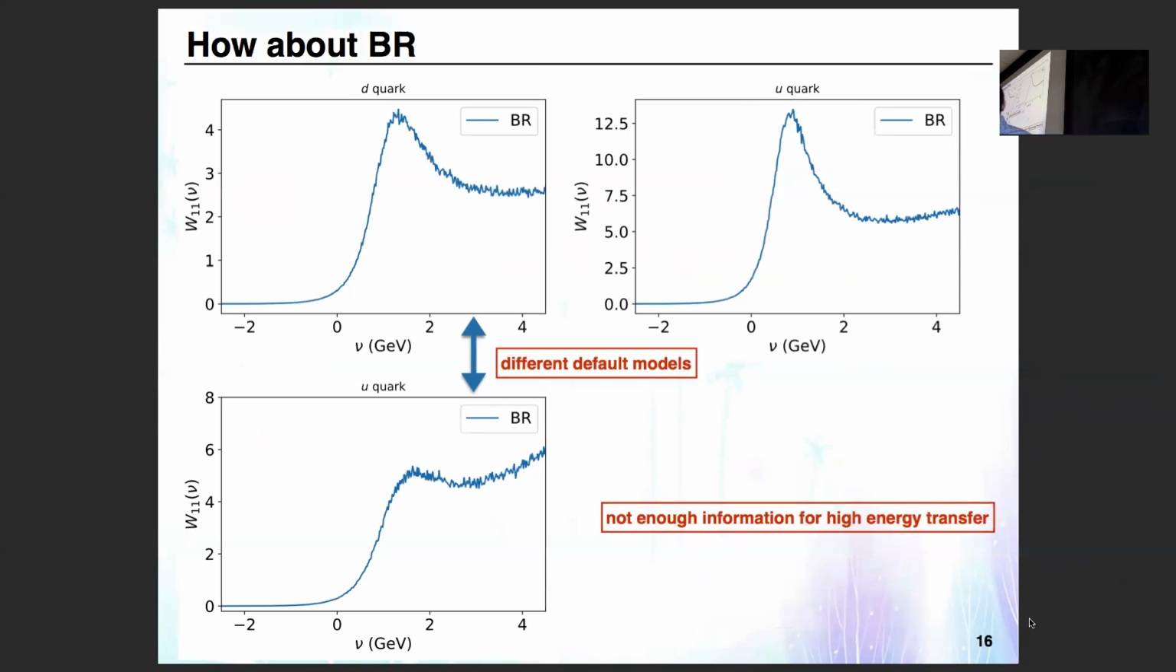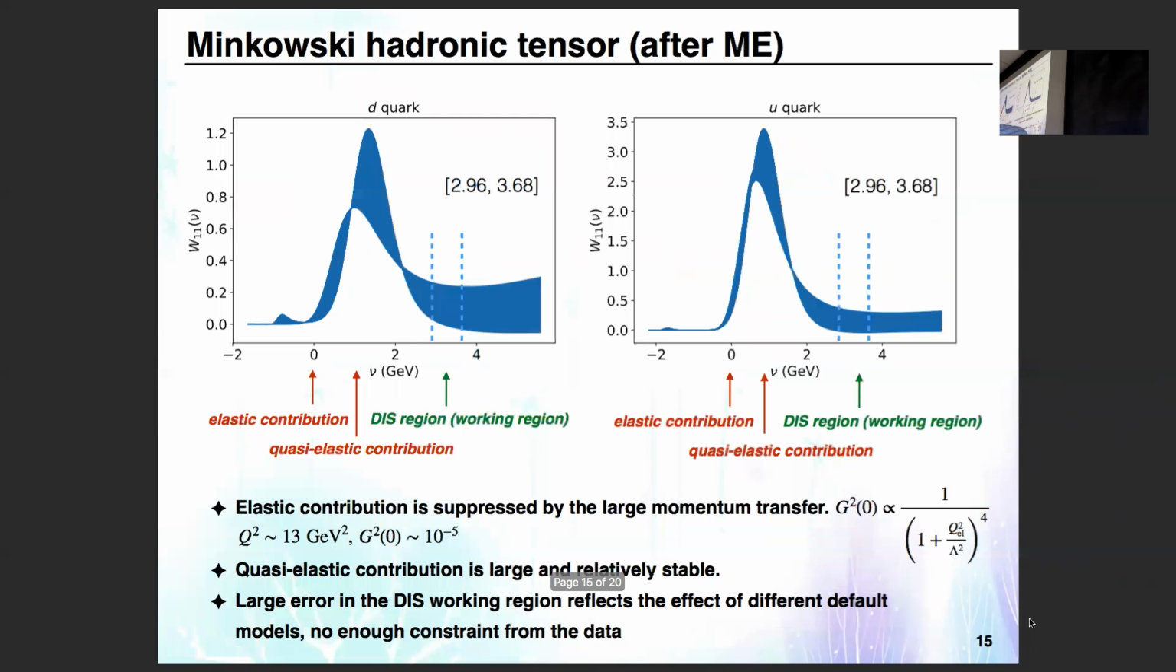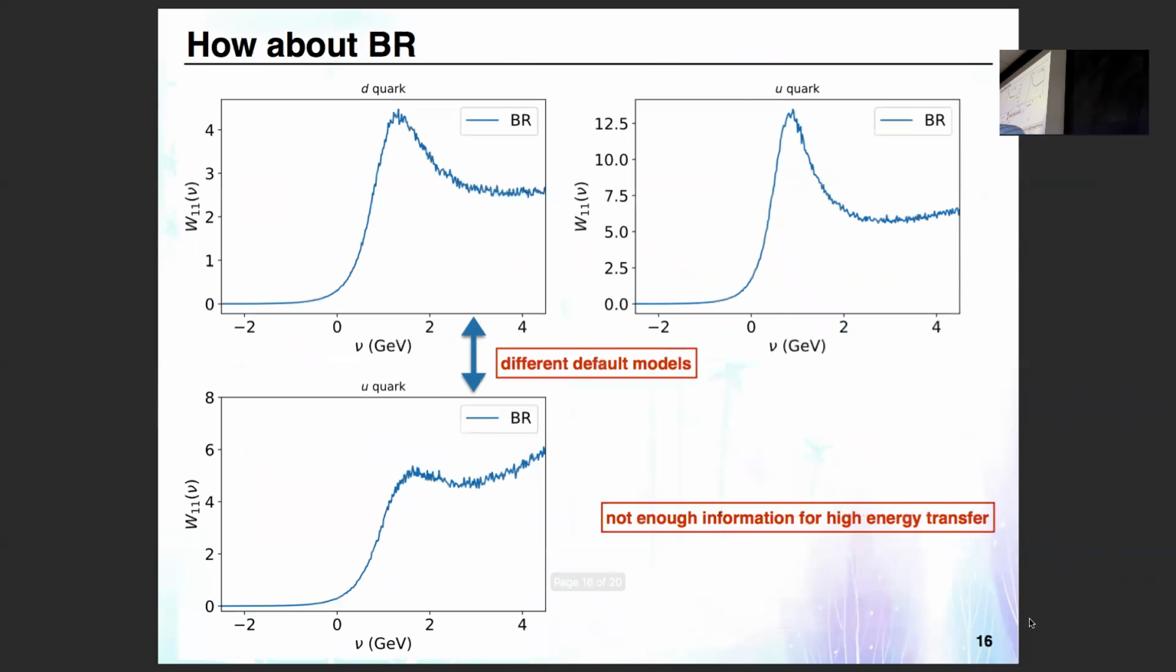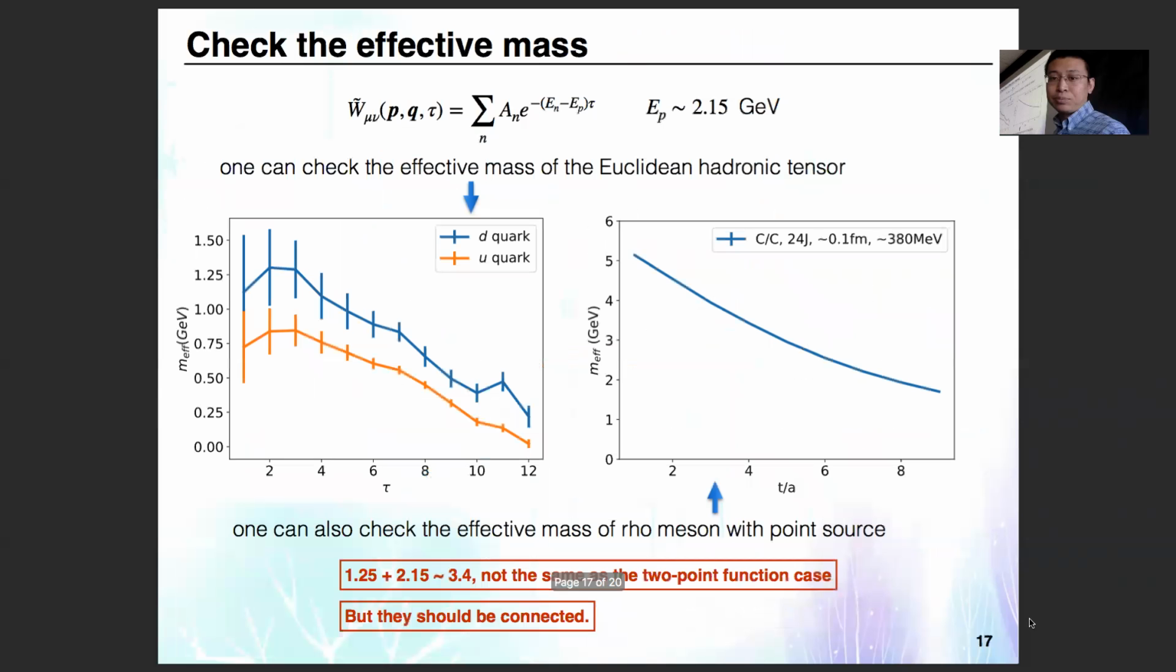Okay. So we can say the position of the peak is similar to what we have from the ME method. Yes. But the value of the tail is still related to the default model. So this still means that even though we use the BR method, there is still not enough information for the high energy tensor. So we can take a close look at this issue by looking at the effective mass of this thing.